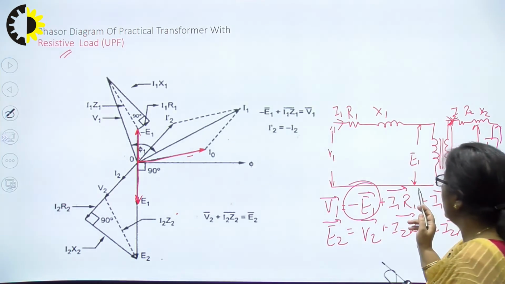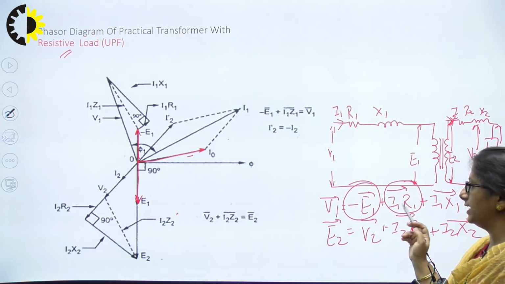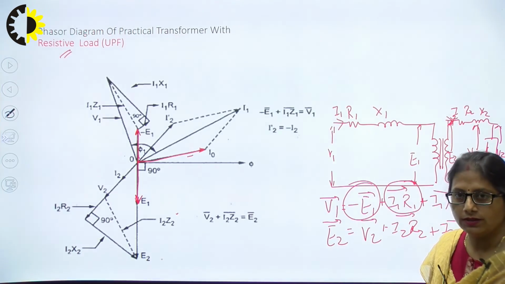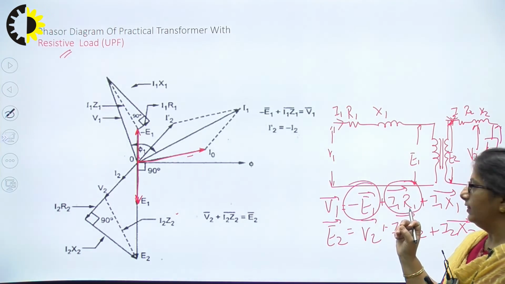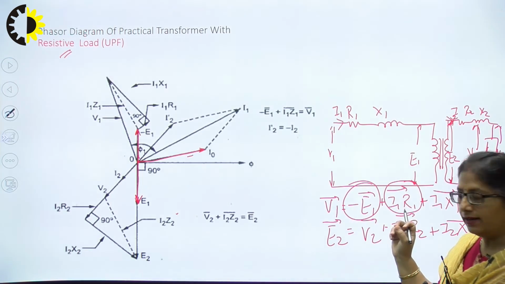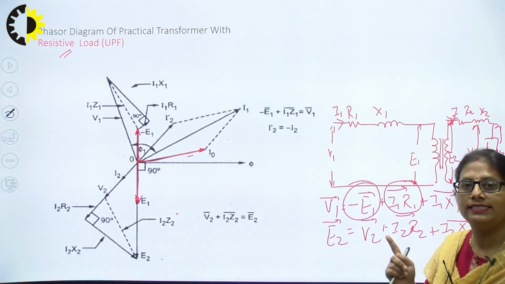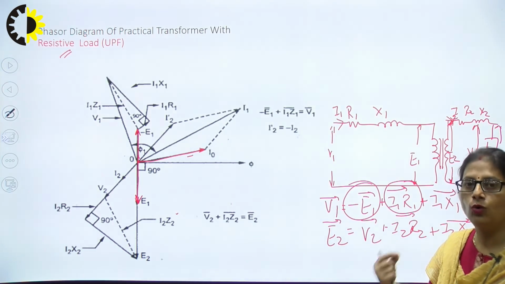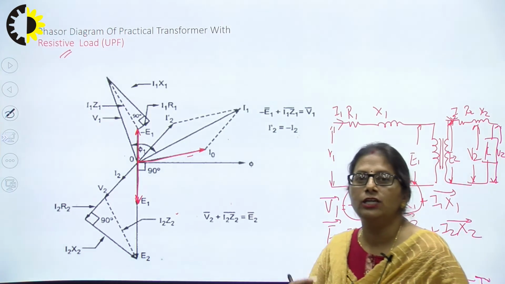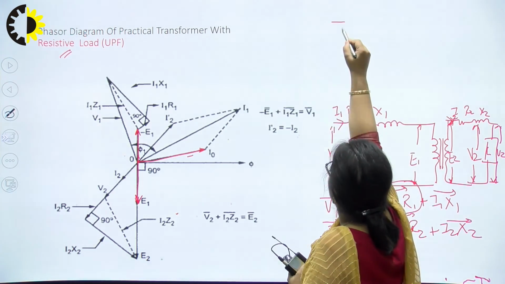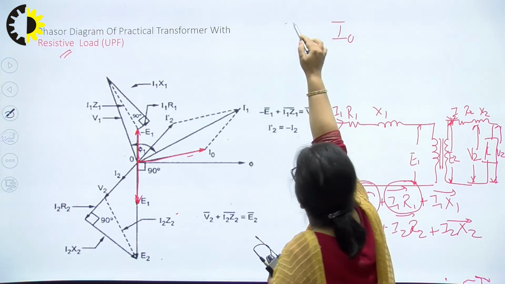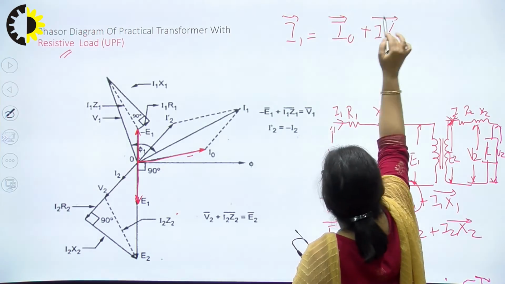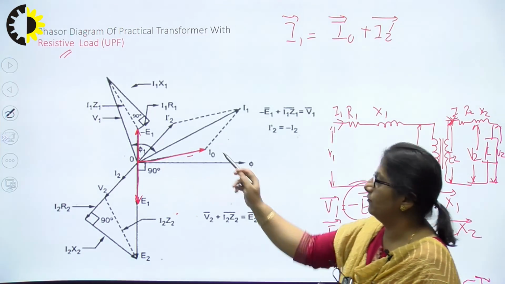Next, to plot the I1 R1 phasor, what is this I1 R1? I1 R1 is a purely resistive voltage. If this is a purely resistive voltage, the corresponding current, which is I1, has to be in the same phase. So first I need to know the phase of I1, which means I need to plot I1. For plotting I1, I have to go with the basics, that I1 is the phasor sum of I naught and I2 dash. I naught I have plotted arbitrarily.